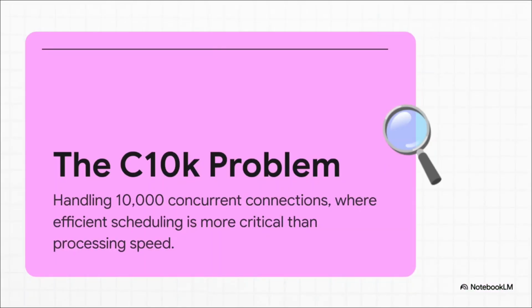The C10K problem, a name coined all the way back in 1999, is exactly what it sounds like: handling 10,000, or 10K, connections at once. But the key insight here, the real light bulb moment, was that the bottleneck wasn't about raw CPU horsepower. No, it was about how efficiently a server could manage all those connections, especially since most of them are just sitting there, idle, waiting for something to happen.